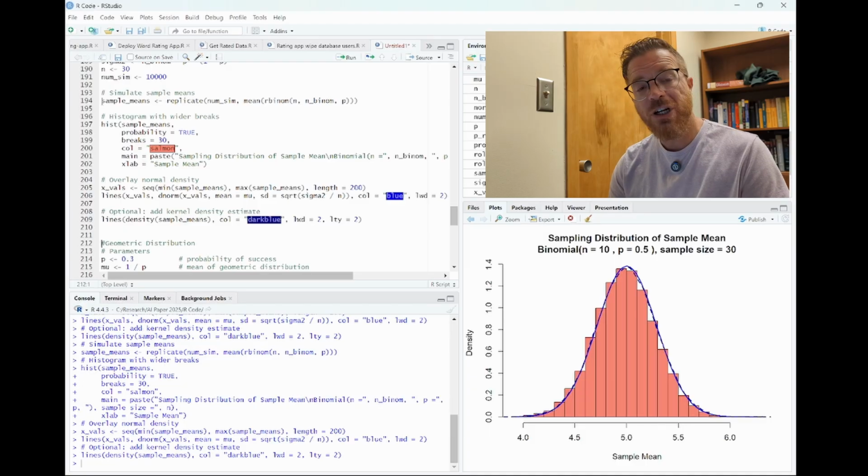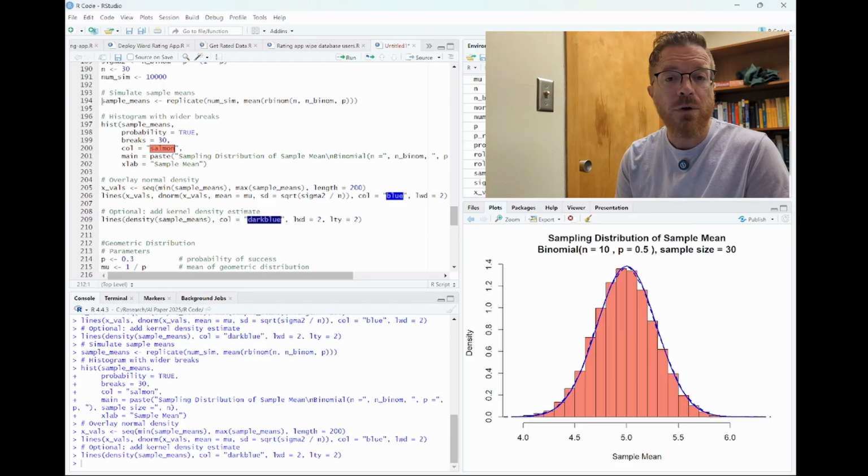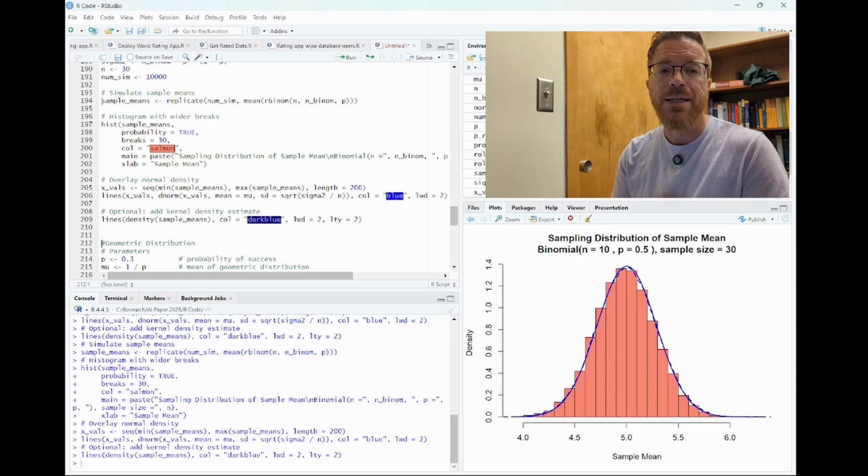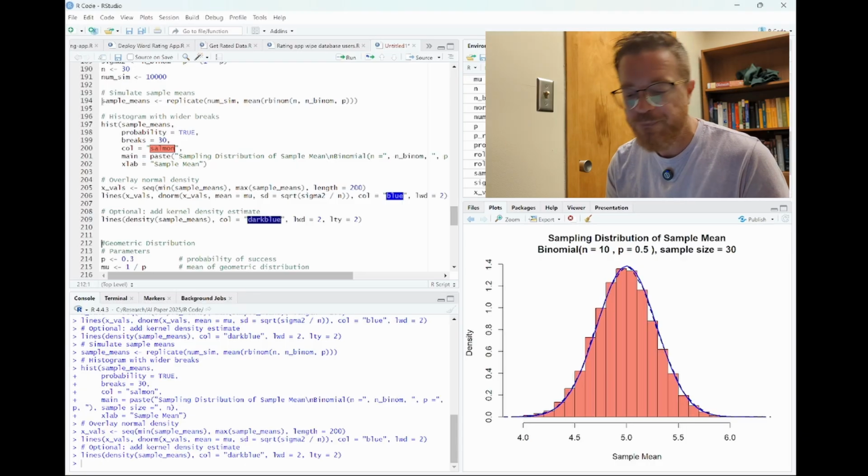And you can kind of see each time we're doing it, it does look very normal. Of course, if I were to do this simulation 100,000 or 1,000,000 times, this would be even more closely lined up with a normal probability distribution.